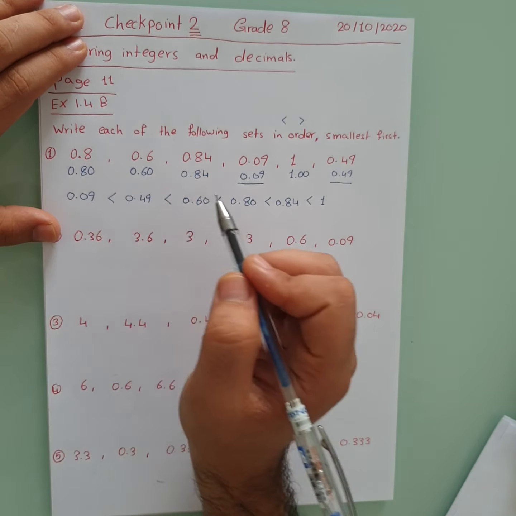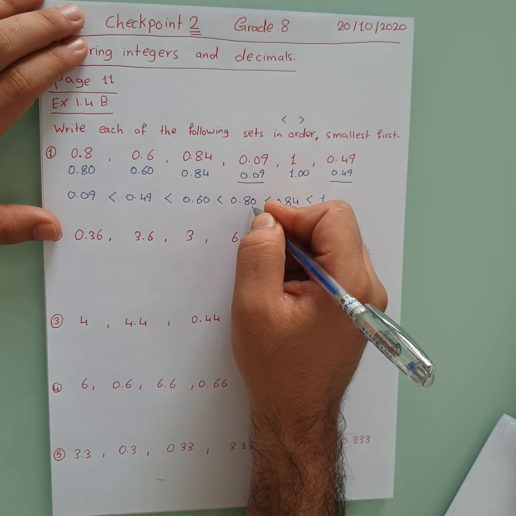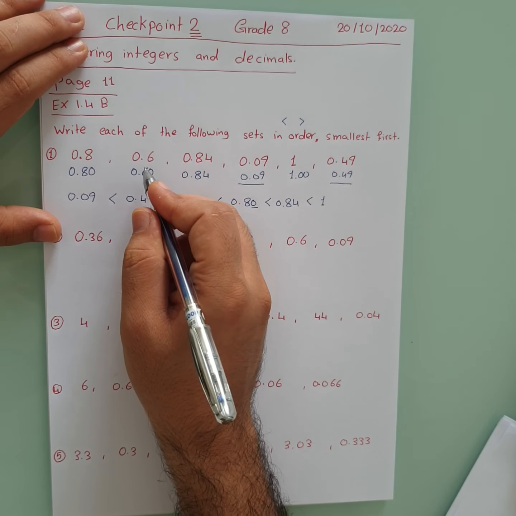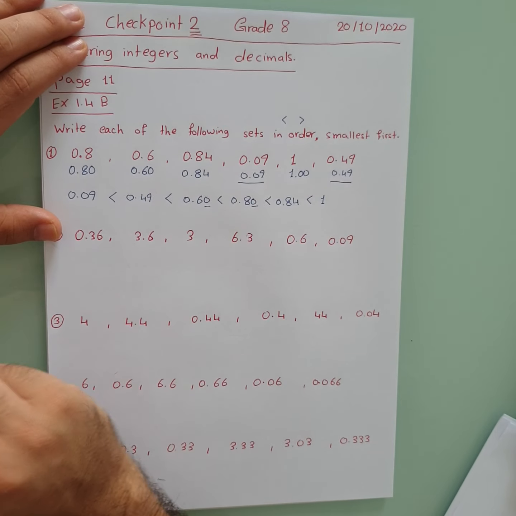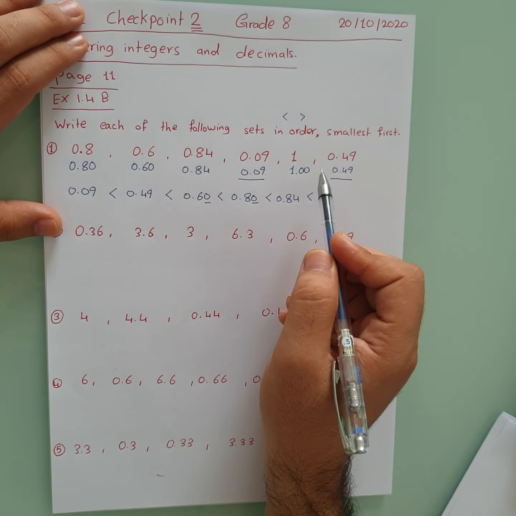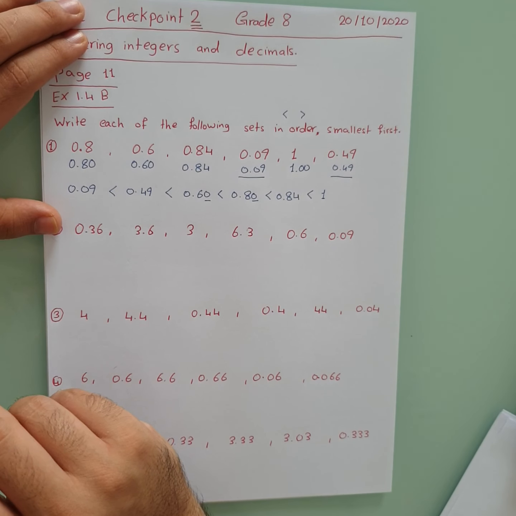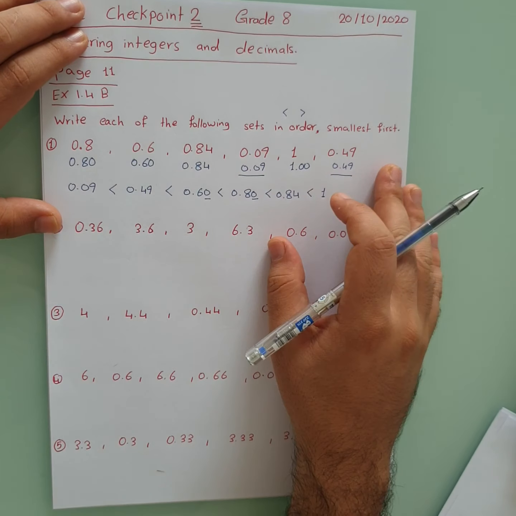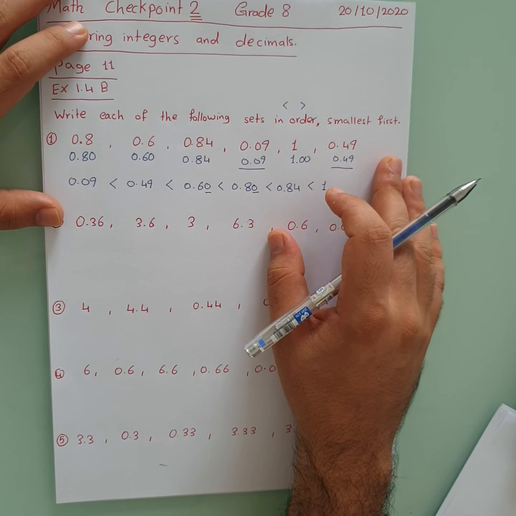At the end, if you want to, just remove the zeros that you added. For example, 0.80 is 0.8, so just remove the 0. 0.60 is 0.6, remove the 0 over here. Just those 2 numbers that you have over here. The same goes for the other questions.